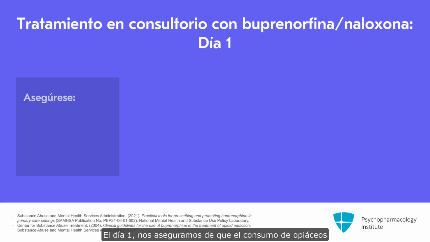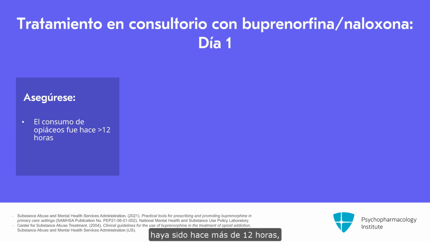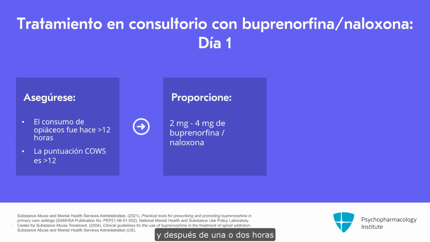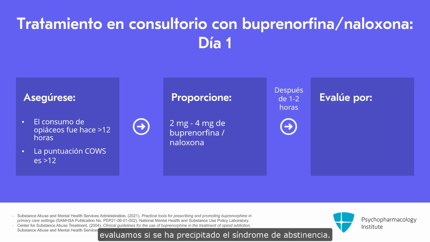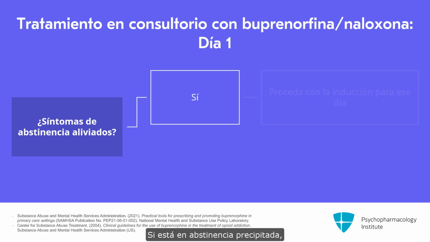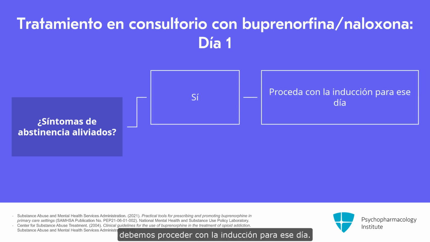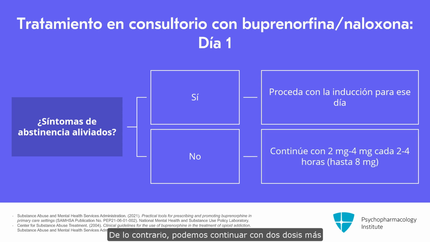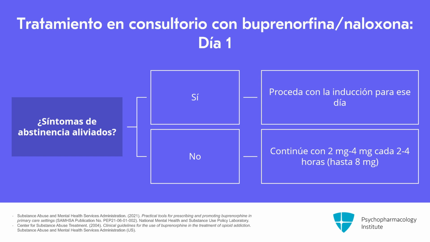On day 1, we ensure that opioid use was more than 12 hours ago, or 36 to 72 hours if they've been on long-acting opioids. A COWS score should be over 12. We provide 2 to 4 milligrams of the medication and after an hour or two, assess for precipitated withdrawal. If in precipitated withdrawal, we should not proceed with the induction for that day. Otherwise, we can continue with 2 more doses of 2 to 4 milligrams every 2 to 4 hours. The goal is to get to around 8 milligrams and resolve withdrawal.